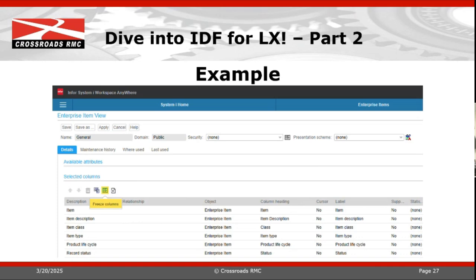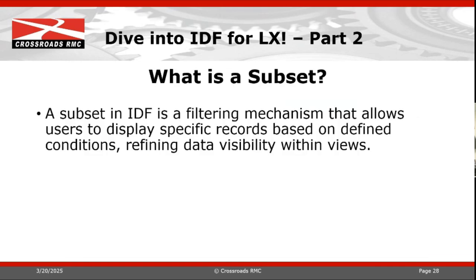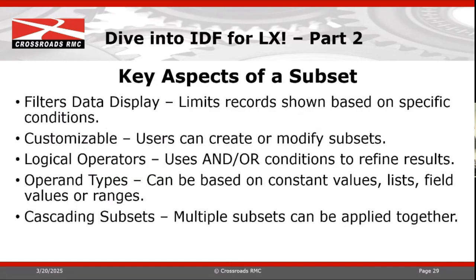And these all use kind of cascading down, right? A card, a view, a subset. So subsets in IDF is a way of filtering the data that is in the view. Very easy to use to create these subsets. The key aspects of the subset, again, are filter the data on the display, limit the records based on conditions. You can create or modify subsets, and there's also a filter row, right?